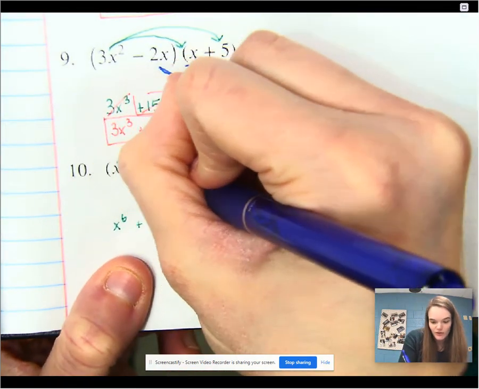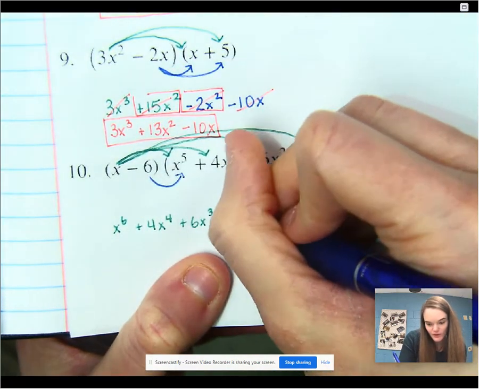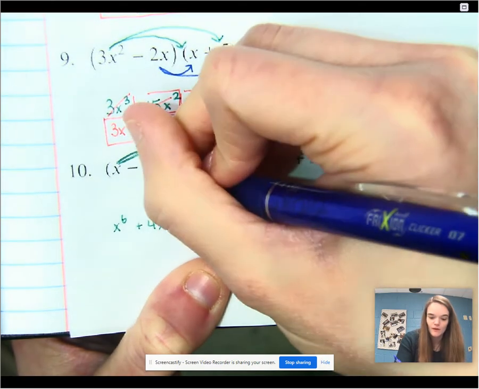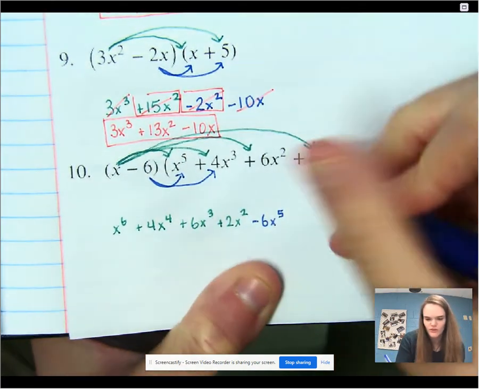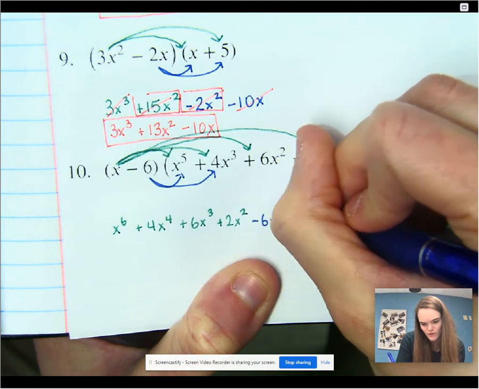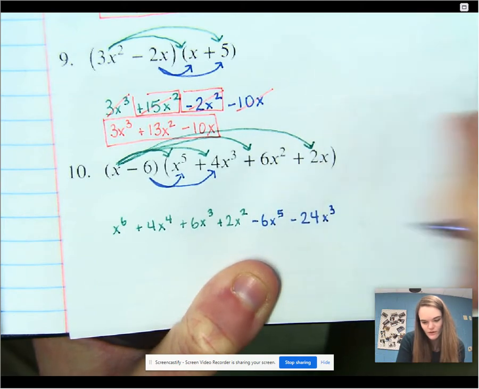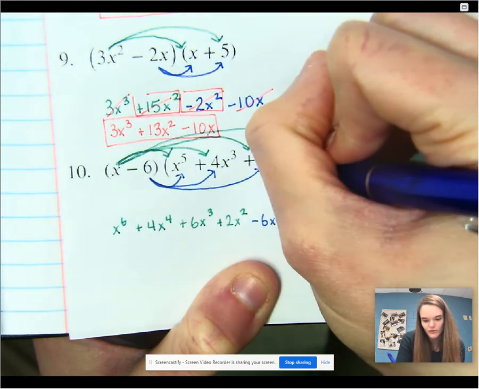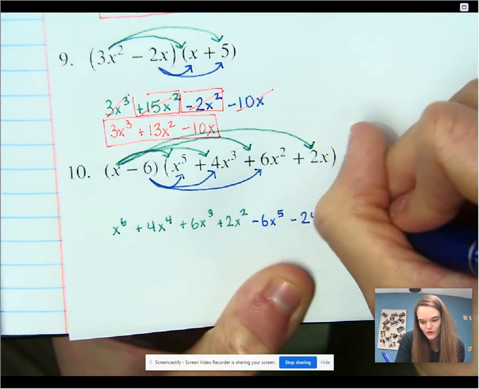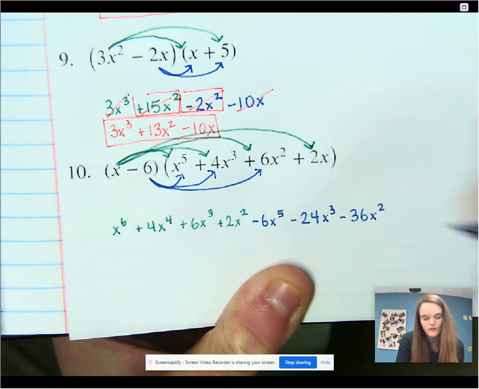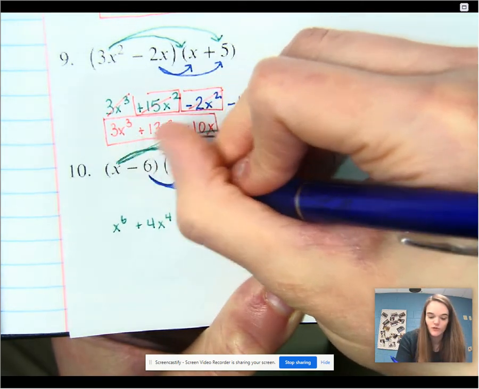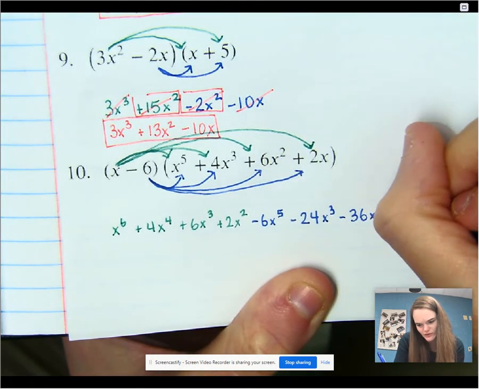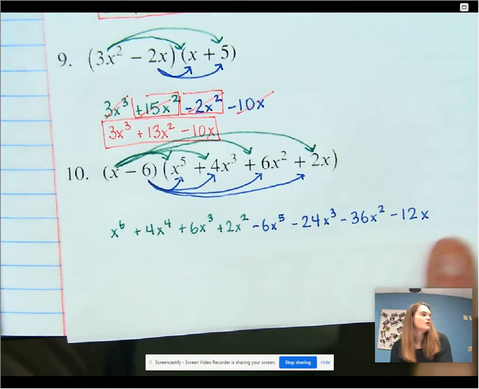Okay, negative 6 times x to the fifth is negative 6x to the fifth. Negative 6 times 4x to the third is negative 24x to the third. Negative 6 times 6x squared is negative 36x squared. And last, for multiplying anyway, negative 6 times 2x is negative 12x. So that's a long string there.